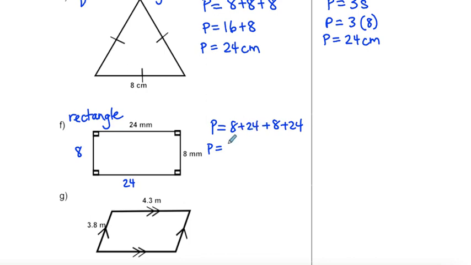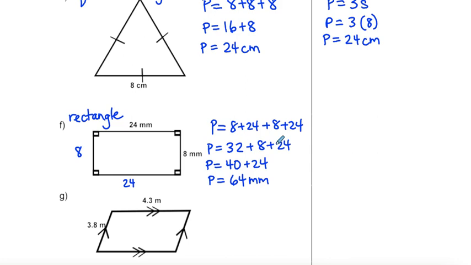8 plus 24 is 32, plus 8 plus 24. 32 plus 8 is 40. And 40 plus 24 is 64, and my units are millimeters.